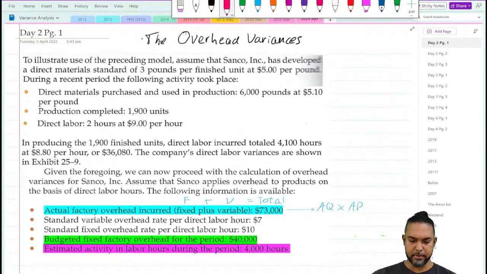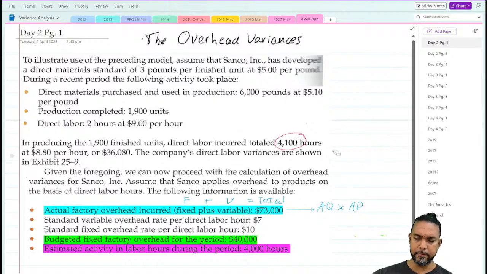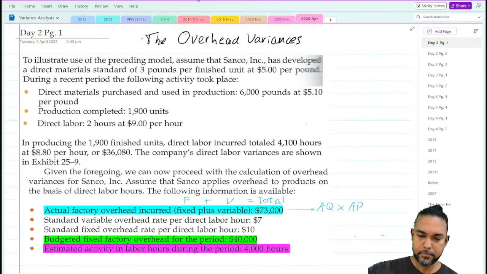So the budgeted fixed factory overhead for the period is 40. So budgeted. All right, cool. And then estimated activity in labor hours is 4,000 hours. We used 4,100. Okay, cool, so we have some discrepancies there.